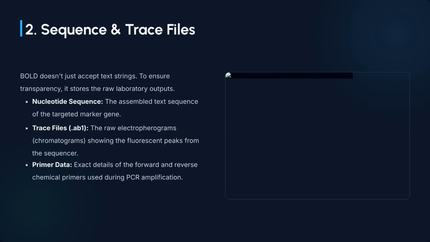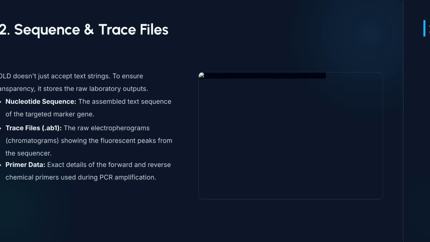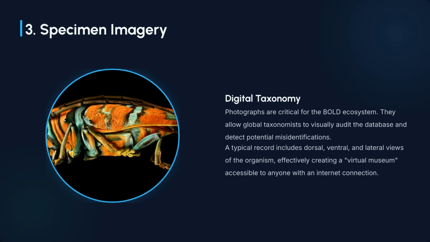BOLD ensures transparency in sequence and trace files. It stores the assembled nucleotide sequence of the targeted marker gene, raw electropherograms, and exact details of the chemical primers used. Specimen imagery supports digital taxonomy. Photographs allow global taxonomists to visually audit the database and detect misidentifications, creating a virtual museum accessible online.